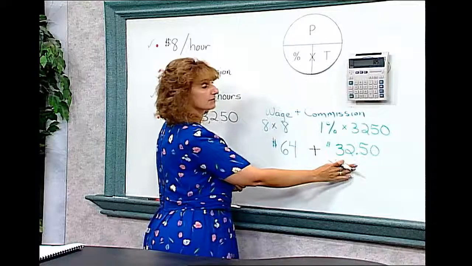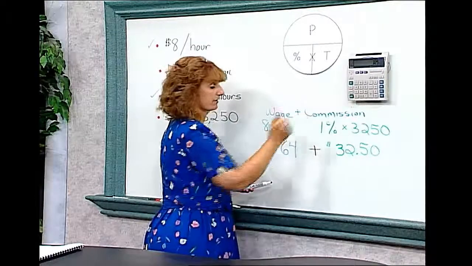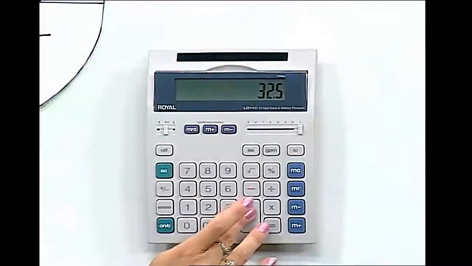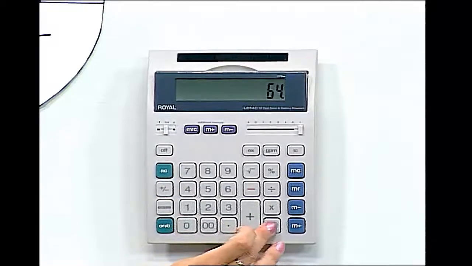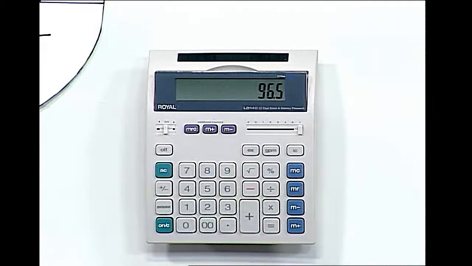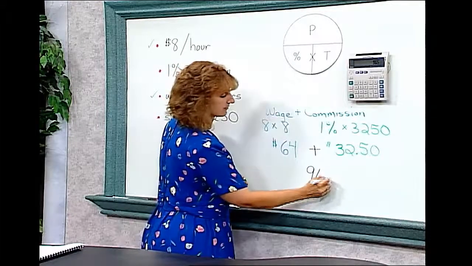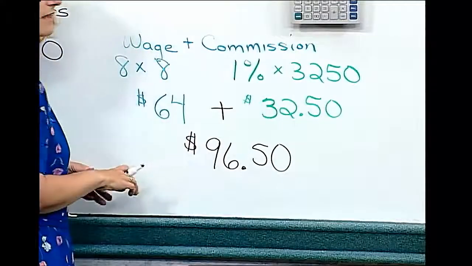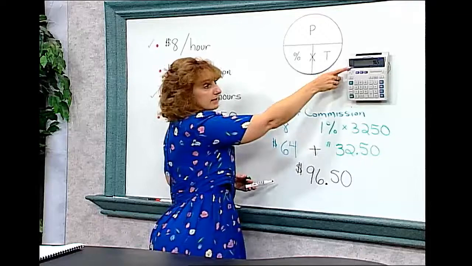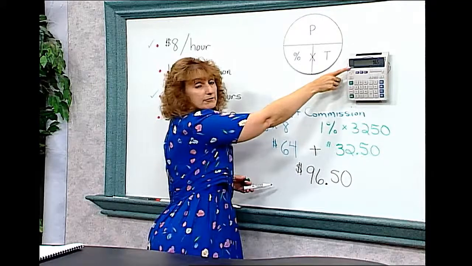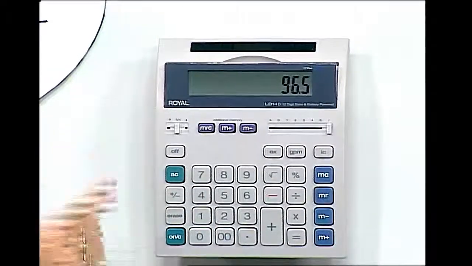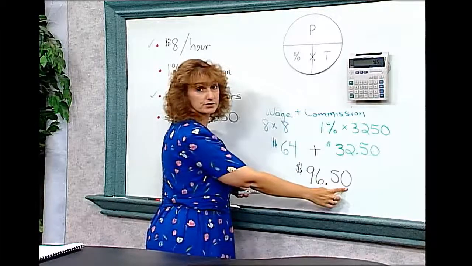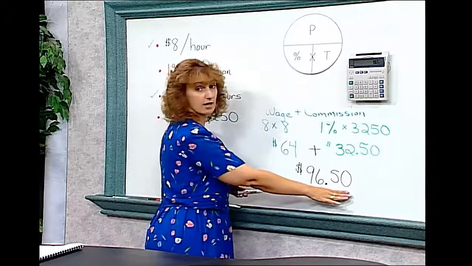The $32.50 is already there on the calculator. We can add 64 more to get a total of $96.50. If you notice on the calculator, it says 96.5. But remember, we're talking about money, so we must put our placeholder 0 in to get $96.50.